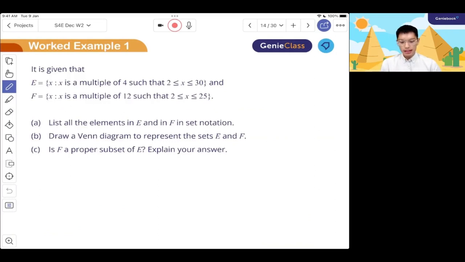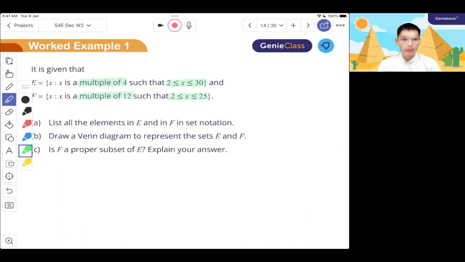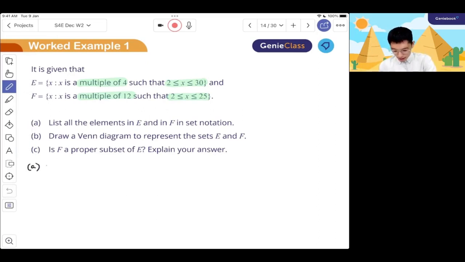This is a particular example. So suppose I have two particular sets given to me. In this case, let's highlight the important things. Multiples of 4 between here and multiples of 12 between here. So list all my elements in E and F in set notation. So it's basically from your previous lesson, set E.